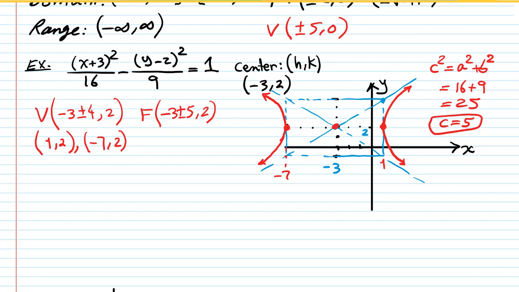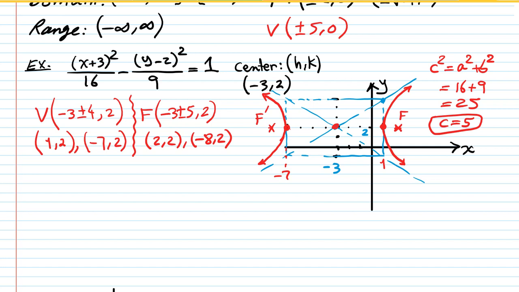The coordinates of the foci are now negative 3 plus 5. That gives me 2, 2. Negative 3 minus 5 gives me negative 8, 2. So those are the two foci that you saw. This would be F. This would be F prime, foci in front of the vertex. So there you go. Somewhere in here is F. And somewhere in front here would be F prime.